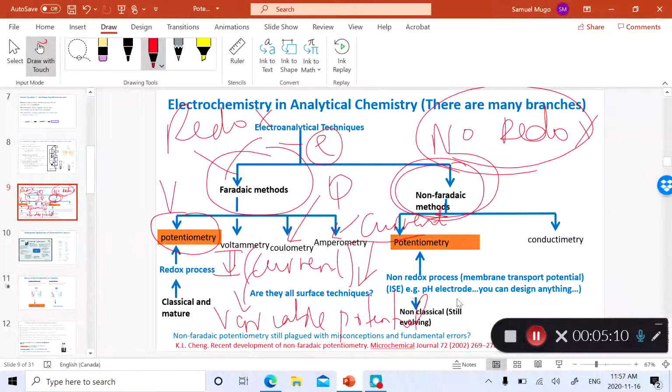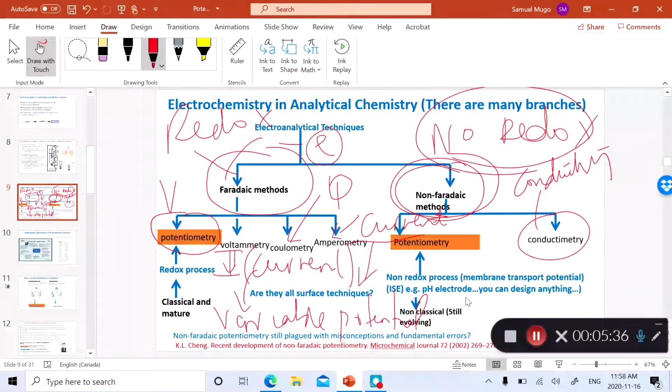So if you take a pH electrode, for example, it is a classical example of a non-classical potentiometry, because the charge separation results in the voltage that you read. Now, another method for the non-Faradaic method is what you call conductimetry. In this case, you're just measuring conductivity.